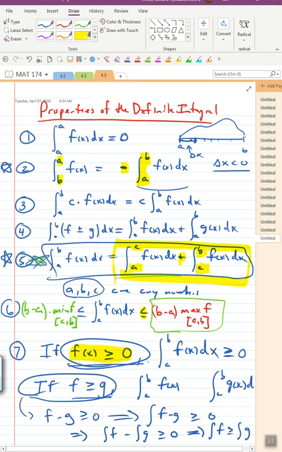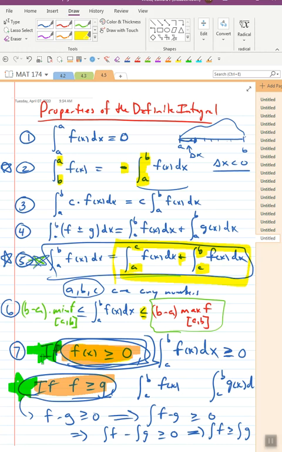So if I know this one, this one follows. Or if I knew this one follows, those two imply each other. So, if I know a function's positive, the integral will be positive. If I know one function's bigger than another, the integral of the bigger function will get me a bigger value than the integral of the smaller function. So nothing really crazy with these properties.